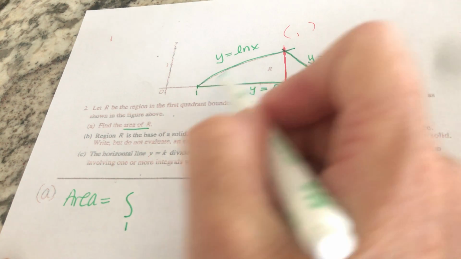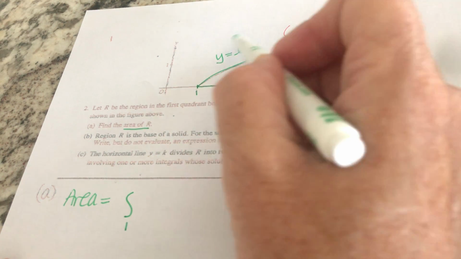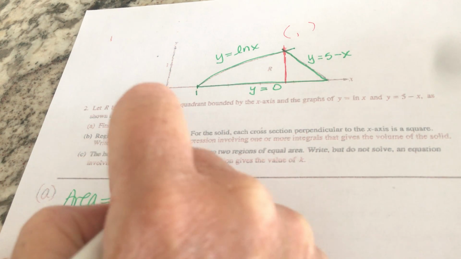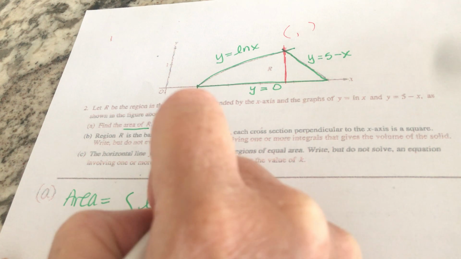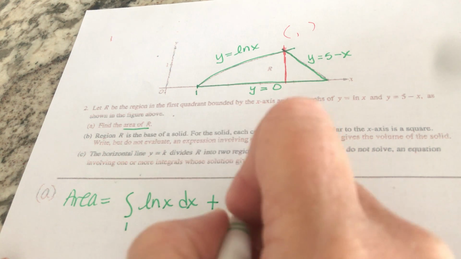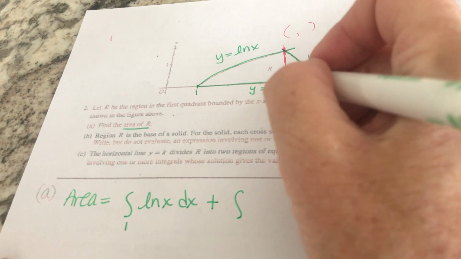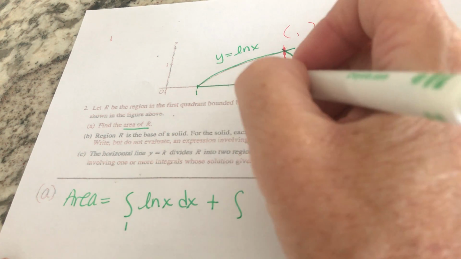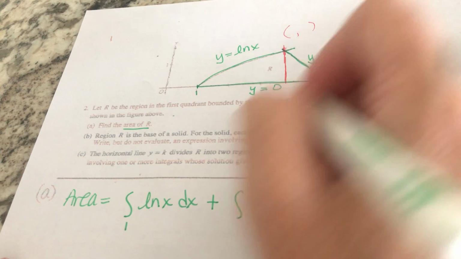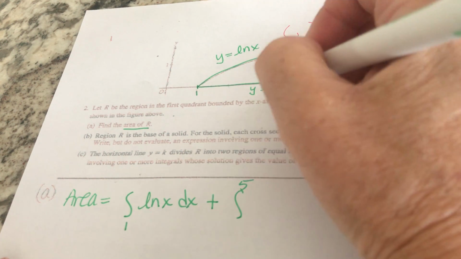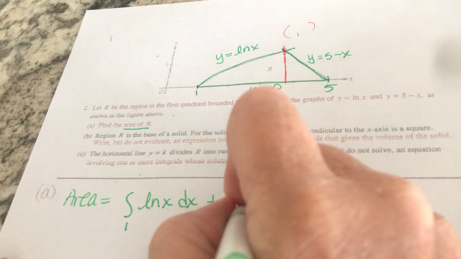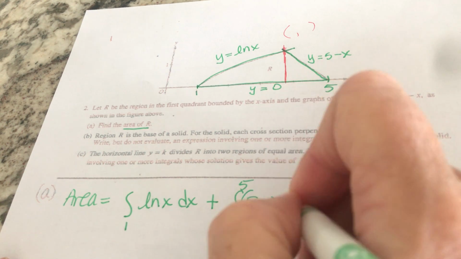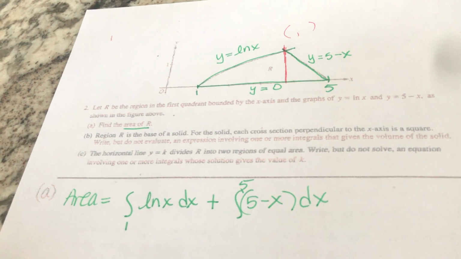And then it's always top minus bottom. So the top is this natural log of X. The bottom is actually just 0. So I don't have to write that. So it's going to be the integral of natural log of X dx plus the integral from whatever this spot is to here, which is 1, 2, 3, 4, 5. And then it's the top minus the bottom, which is 5 minus X minus 0. So we just have to do 5 minus X dx.